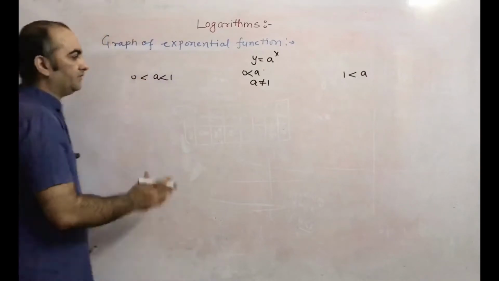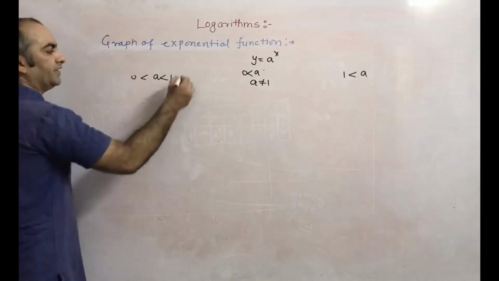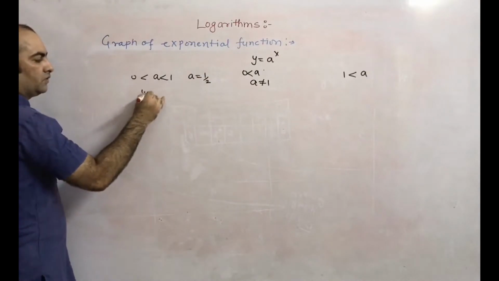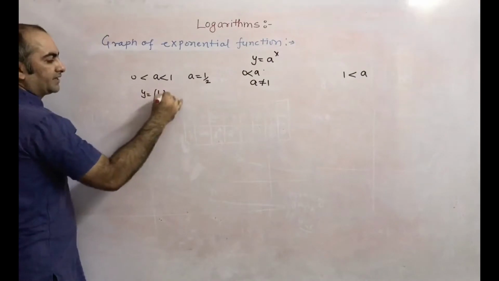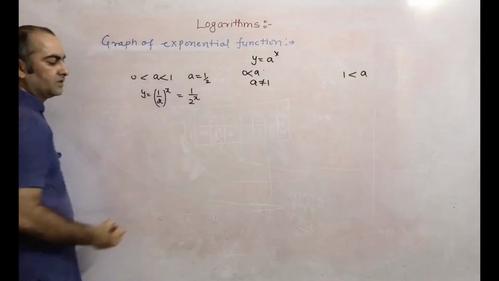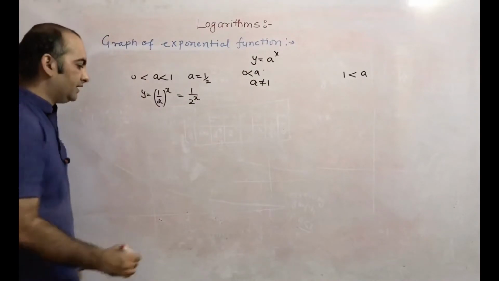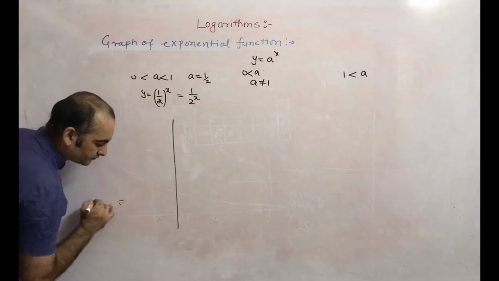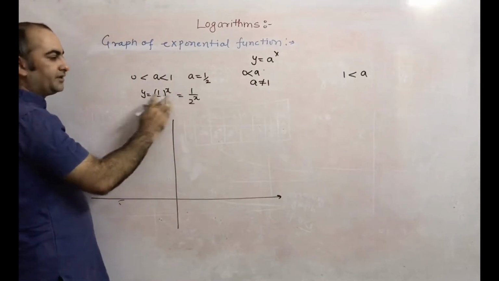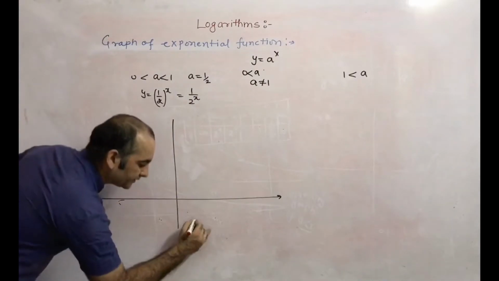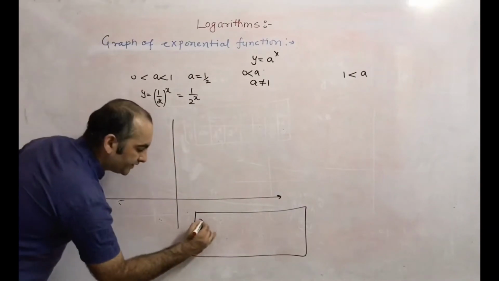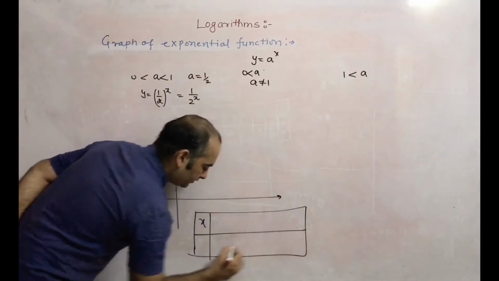To understand the graph, we are taking one example. Suppose we take a as 1 by 2. So the function will be y equal to 1 by 2 power x. For making the graph, we will take the xy plane. We will put x values and find out y values. One side we take x value and y value we will find out.